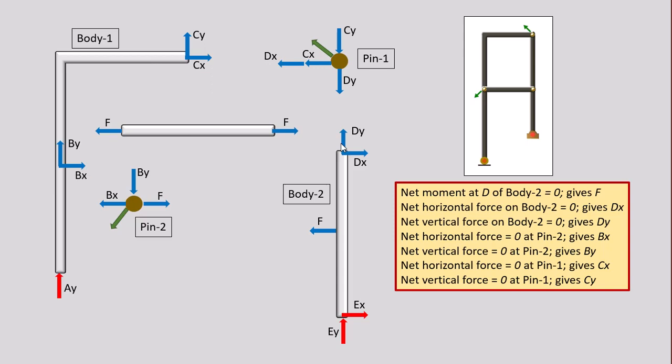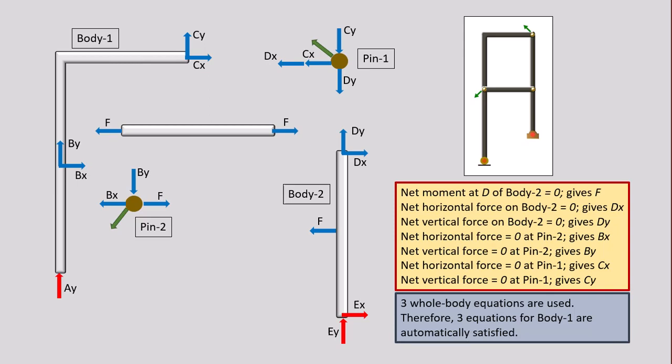After that, with Dx and Dy known, we can calculate Cx and Cy because there are only 2 unknowns, and also with F known, we can calculate Bx and By from here. So now Dx Dy comes out of here, Cx Cy comes out of here, Bx By comes out of here, and the frame is completely solved. We didn't have to write any equation for body 1 because we used the 3 equilibrium equations for the whole body.